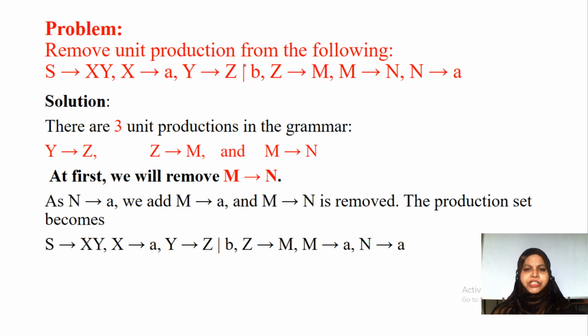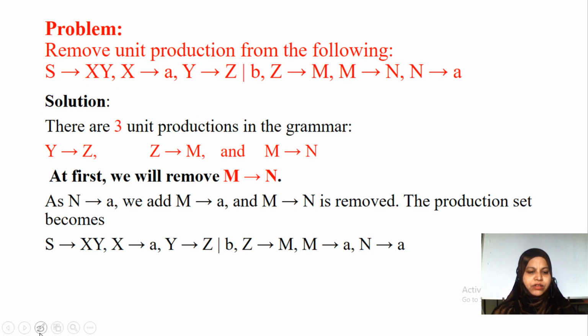Right. Remove the unit productions from the given grammar. This grammar consists of these productions: S tends to XY, X tends to Y, X tends to XY, X tends to a, Y tends to Z or b, Z tends to M, M tends to N, N tends to a. These are all the productions.